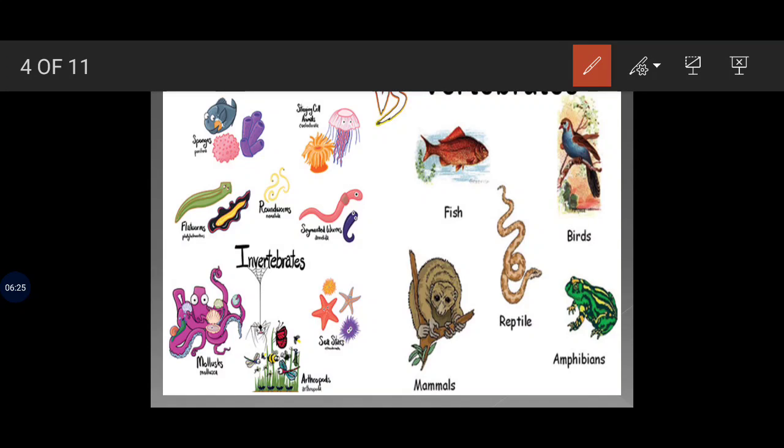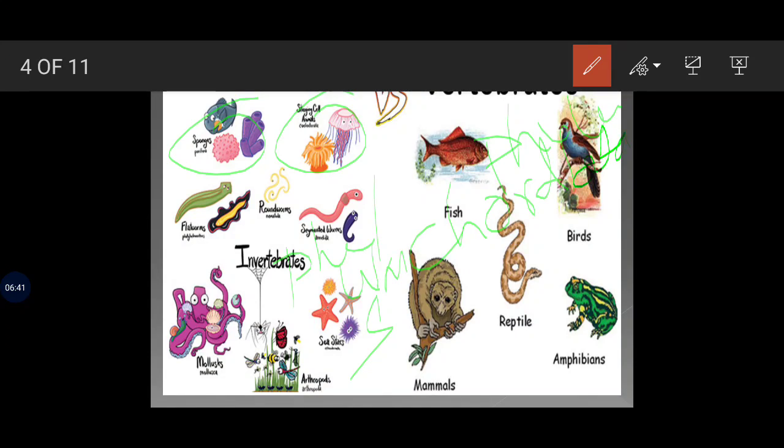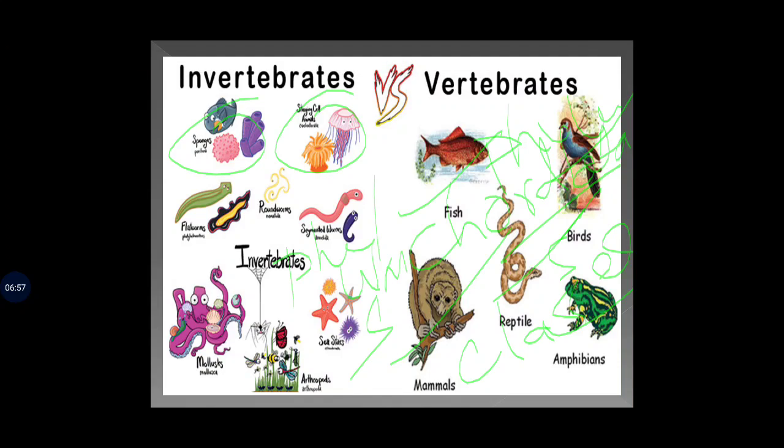I would say that there are many phyla in invertebrates, but in the case of vertebrates, only one phylum is there, that is phylum Chordata. And into which five classes are there? Fish, then amphibians, reptiles, birds, and mammals. We will study them one by one.